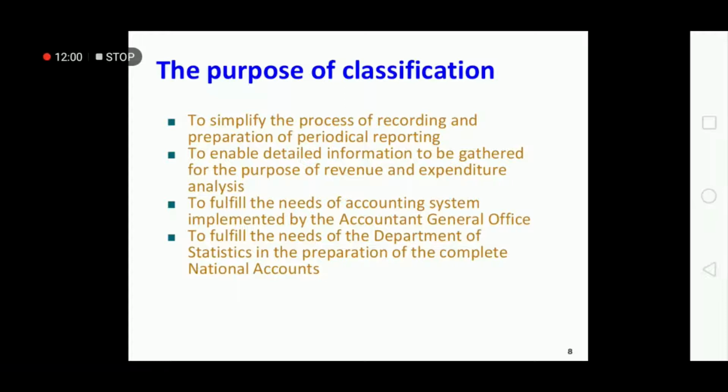And the last purpose is fulfill. To fulfill the needs of the Department of Statistics in the preparation of the complete national accounts. So there are 4 purposes, I repeat. SEFF, to simplify, enable, fulfill, and fulfill.